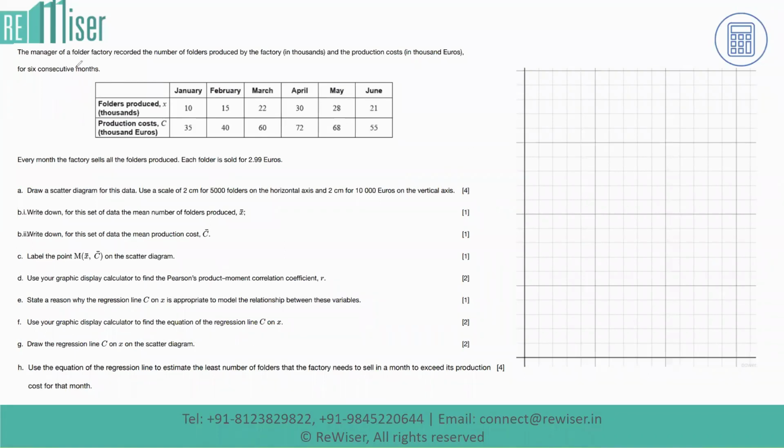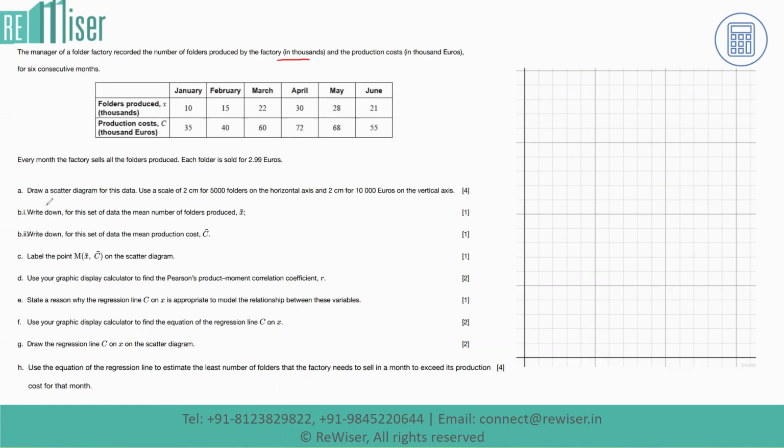The manager of a folder factory recorded the number of folders produced by the factory, in terms of thousands, and the production cost in 1,000 euros for 6 consecutive months, as clearly shown here. Every month, the factory sells all the folders produced. Each folder is sold for 2.99 euros.